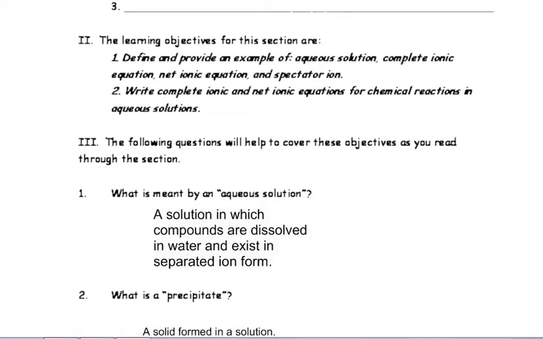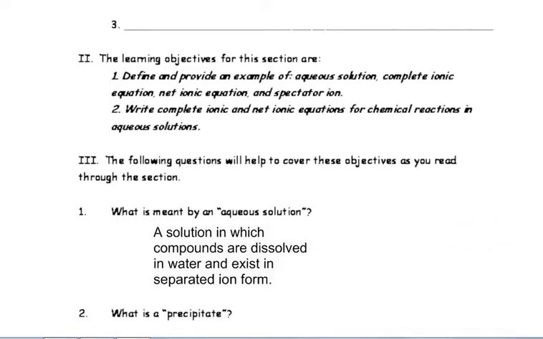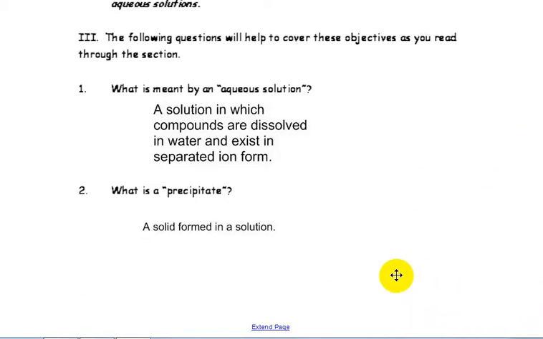So first of all, aqueous solution: a solution in which compounds are dissolved in water and exist in separated ion form. Precipitate, as you saw there with that yellow precipitate, a solid that forms in a solution. So it's really neat. You have two liquids and then all of a sudden a solid forms.